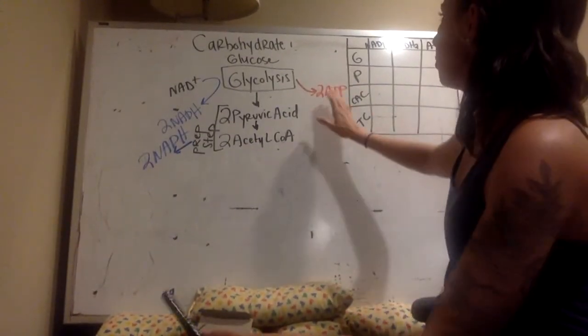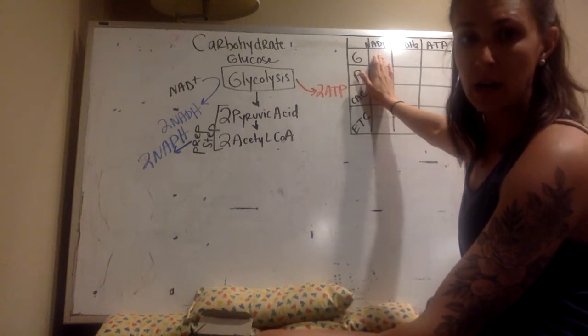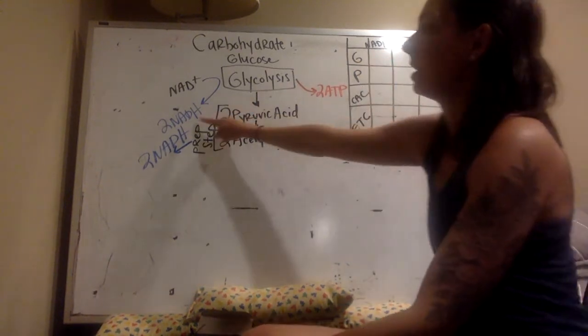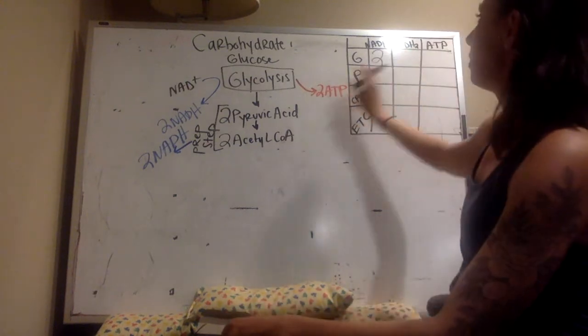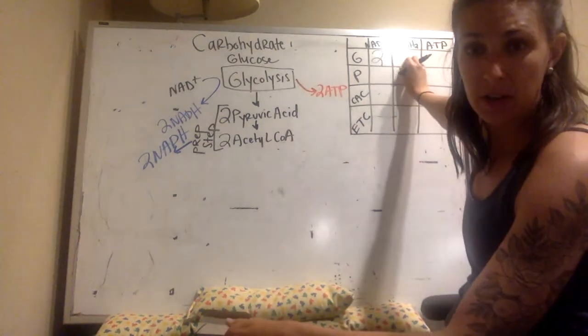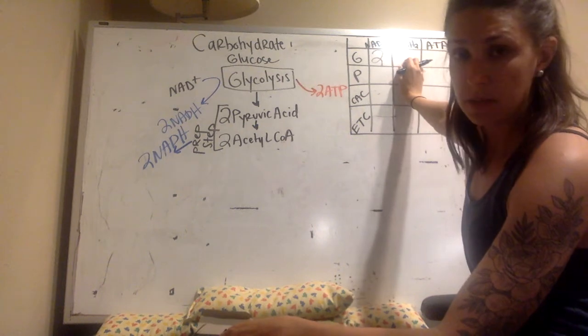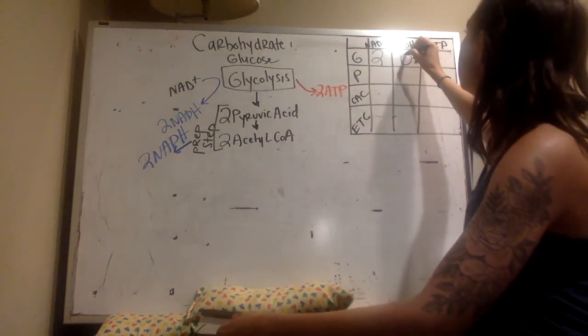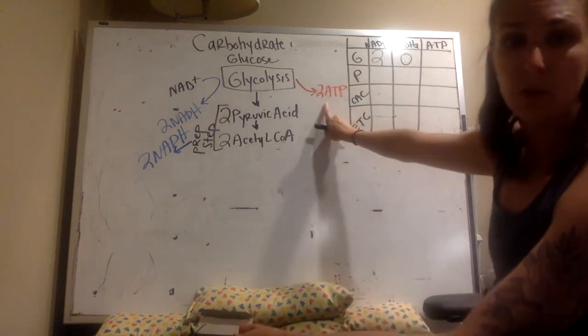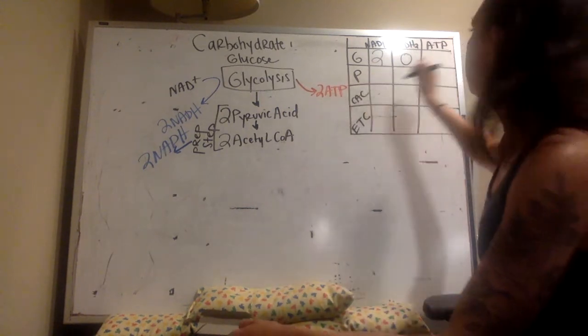It's important that you know these running totals as we go. So for glycolysis, we have two molecules of NADH that were produced. FADH2 is another electron carrier molecule that hasn't been introduced yet, so no FADH2 yet. And then we had two molecules of ATP produced.